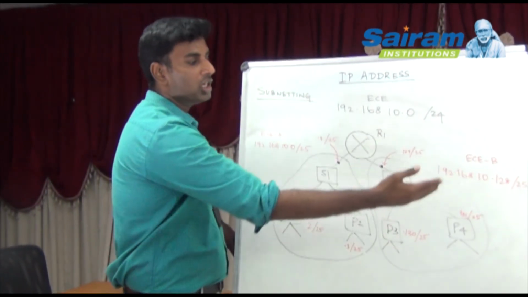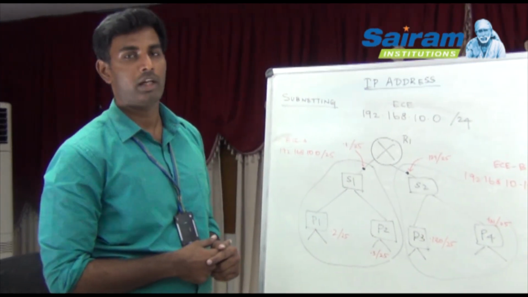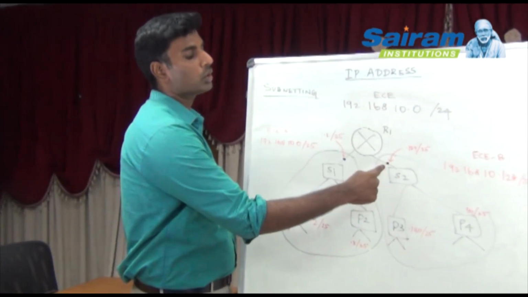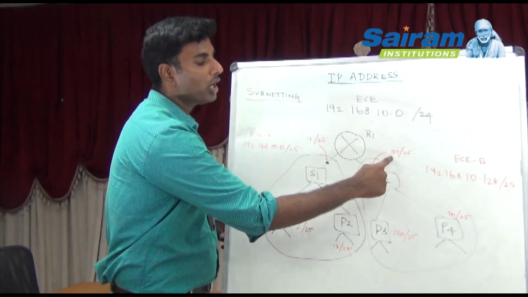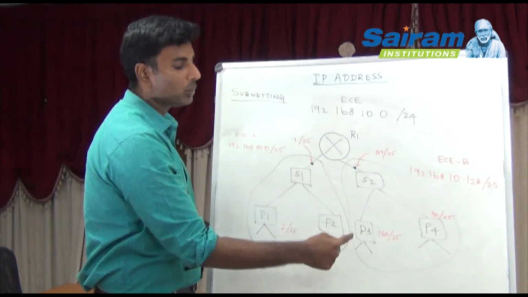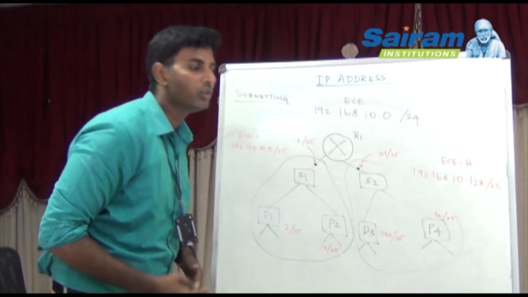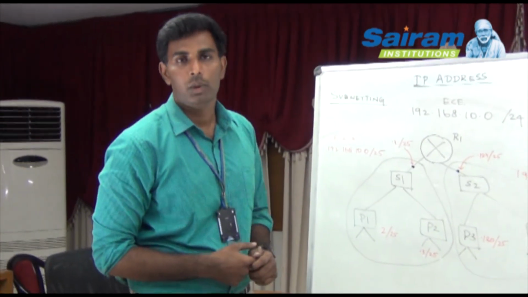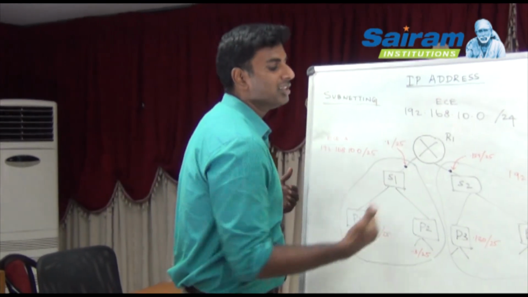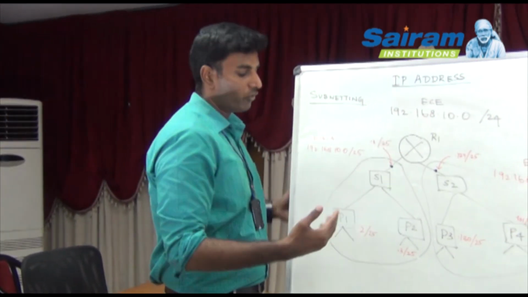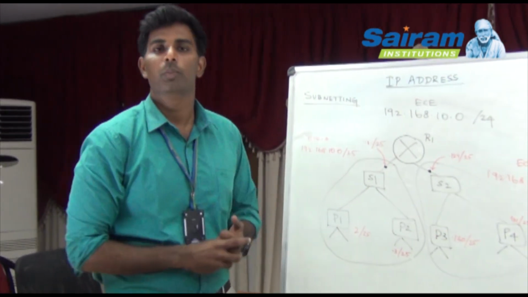Now similarly for the other network, the ECEB is 192.168.10.128/25. The first address will be assigned to the gateway of this subnetwork, which is 192.168.10.129/25. The second will be given to PC3, which is .130/25, and third will be to PC4, which is .131/25. Now we have created a network, and we can communicate from this network to that network, maybe from PC1 to PC3. If I ping from PC1 to PC3, my ping would be successful.